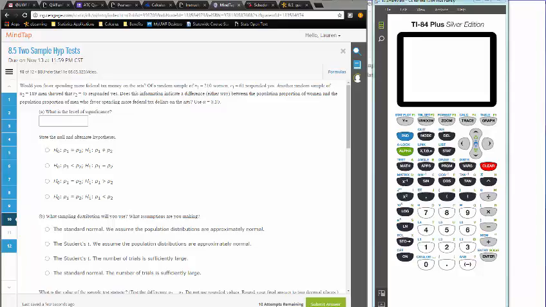In section 8.5, we're looking at the difference between two populations. We're testing for a difference there. We could do that for the mean or a proportion. Number 10 is a proportion question.